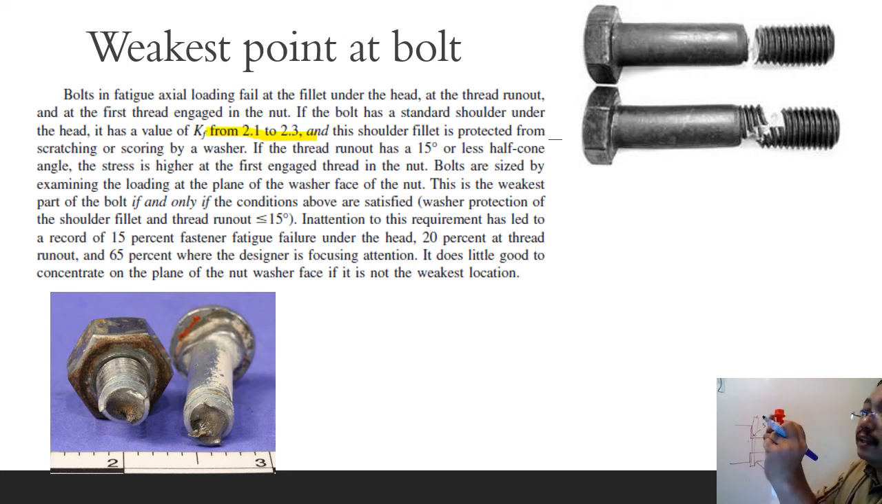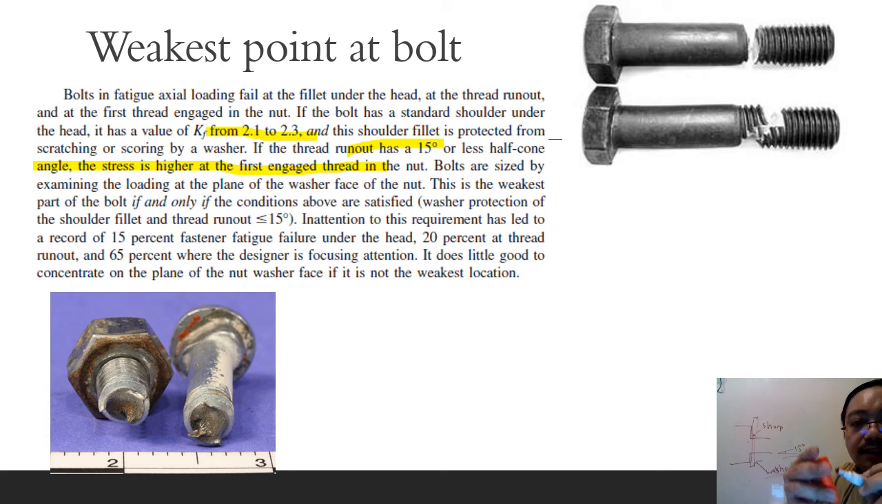Another point of damage is the angle of the thread. The thread roundout has a 15 degree half cone angle. The stress is higher at first, meaning the 15 degree thread. With such a small thread, the stress concentration will be higher, and then this first thread may be damaged. The first thread is the one that engages when you are tightening it.